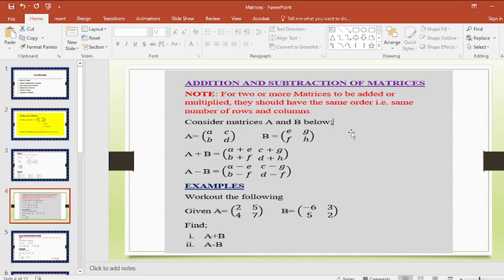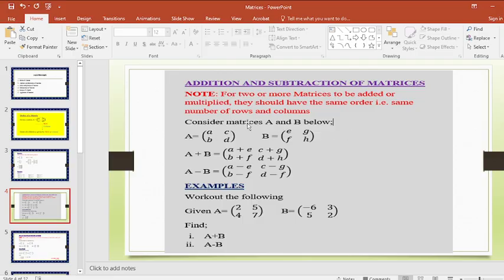Now this is a very wonderful principle when it comes to addition and subtraction of matrices. They must have the same order. A matrix can only be added to another if they have the same order. A matrix can be subtracted from another if they have the same order. And what do we mean by having the same order? The same number of rows and the same number of columns.